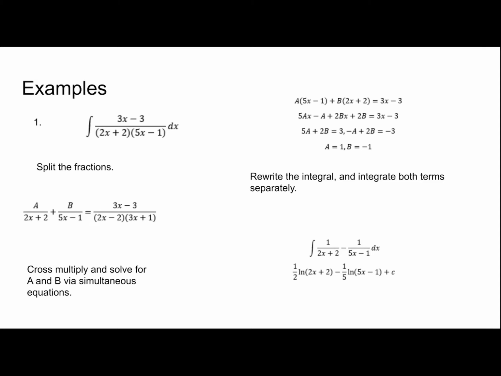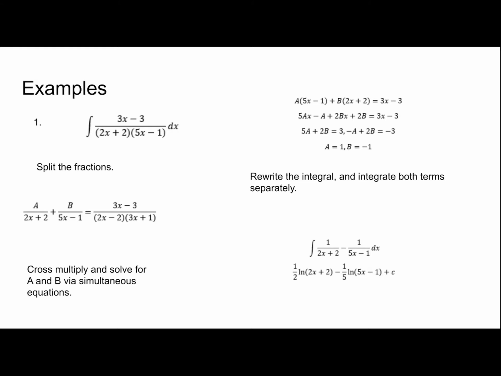In this case, we can just apply our basic ln rules, and that should give us half ln of 2x plus 2 minus 1/5 of ln of 5x minus 1. And don't forget the plus c at the end, the constant of integration. And that's it.